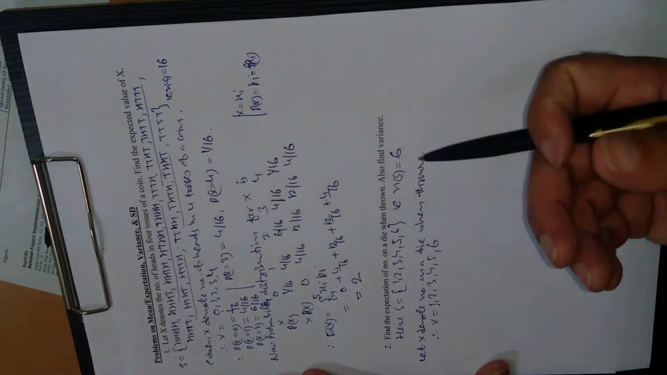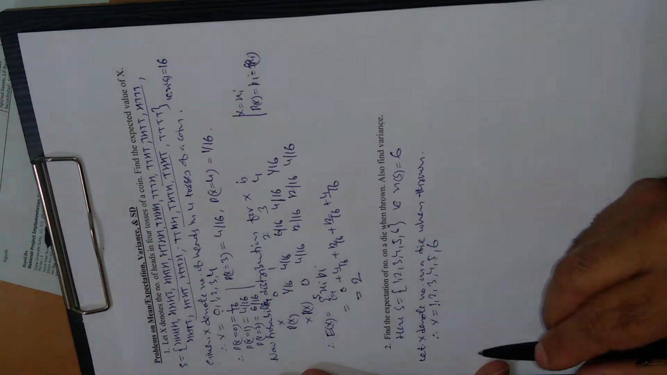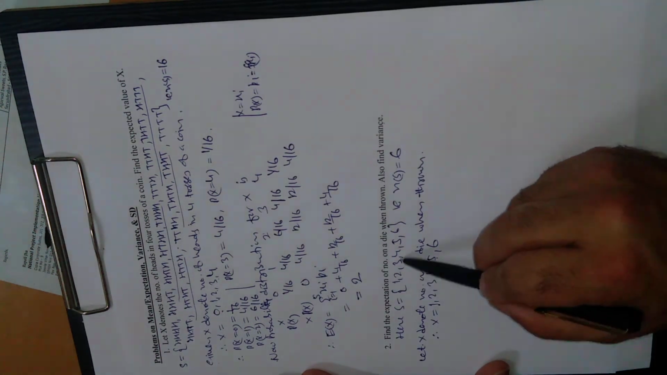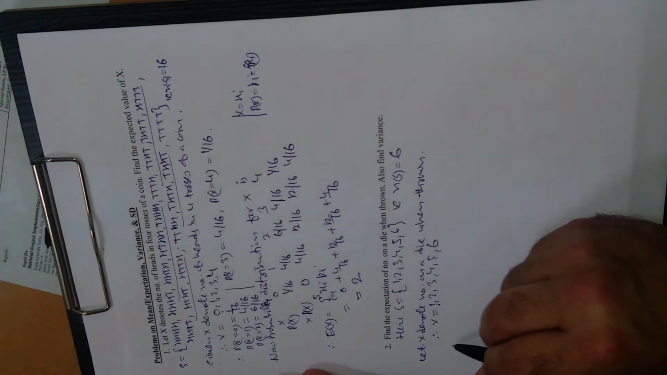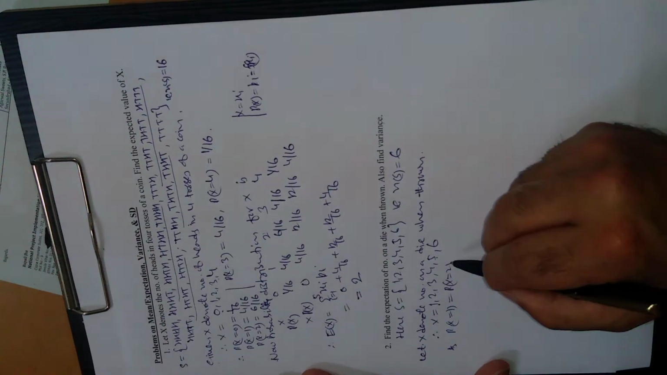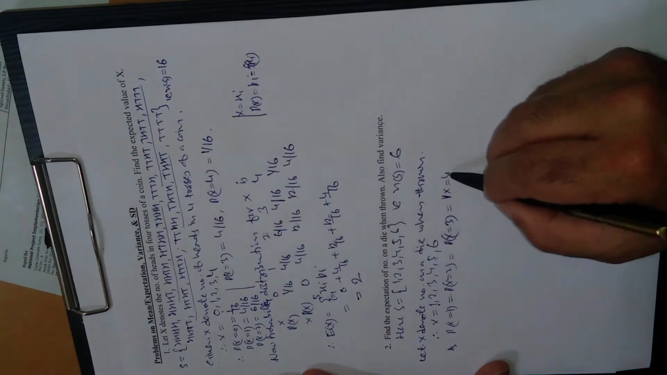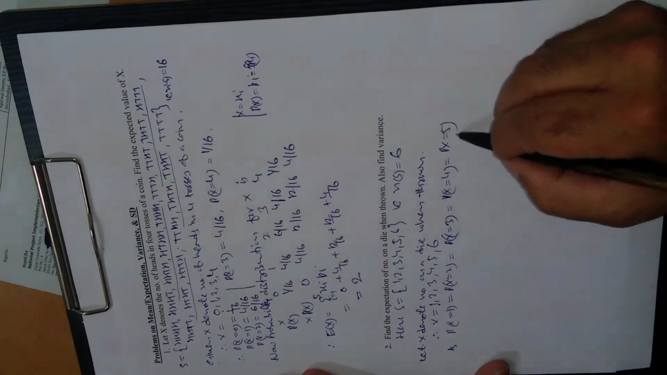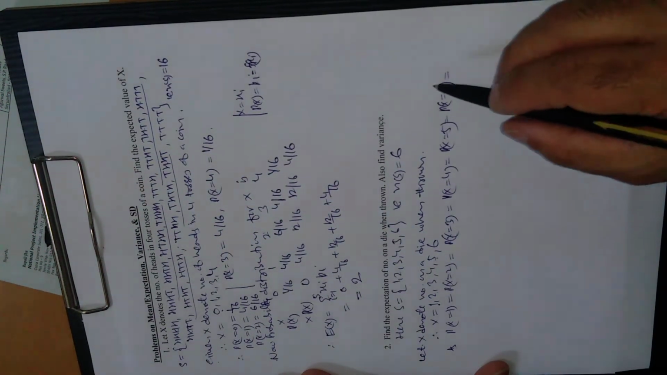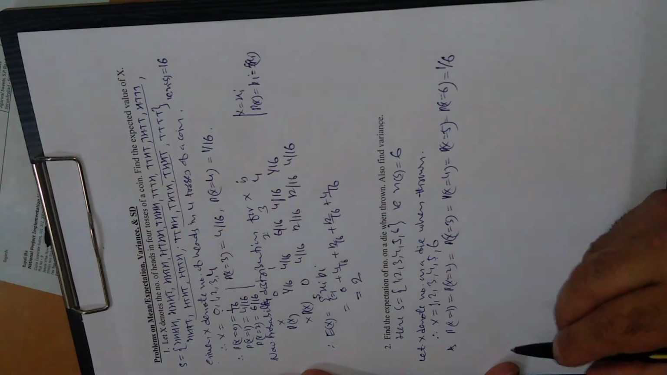X equal to 1 means only the face with one dot will be there, then the face with 2 dots, 3 dots, 4 dots, 5 dots, 6 dots. So these are the possible outcomes. The probability of 1 dot has favorable outcome 1 and total 6. In fact, the probabilities of all of these outcomes are equal: probability of x equal to 1, 2, 3, 4, 5, 6. Each is equal to 1 by 6, since the favorable case in each is 1 and the total cases are 6.